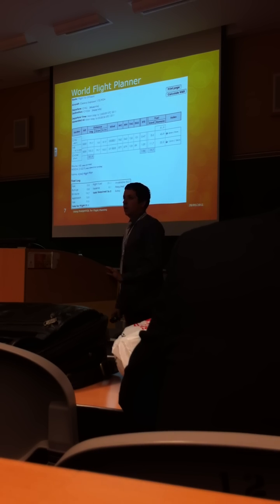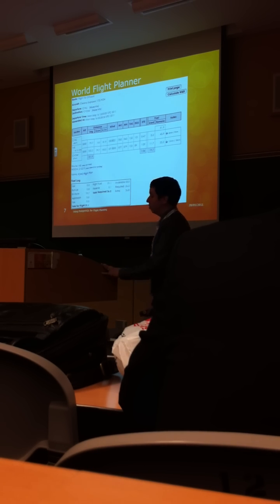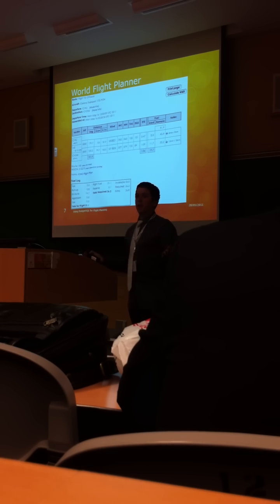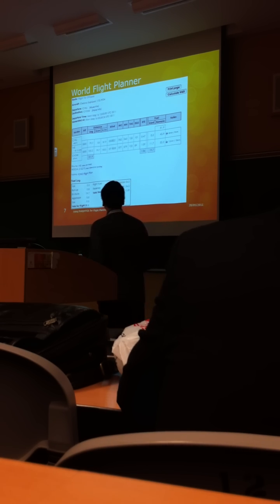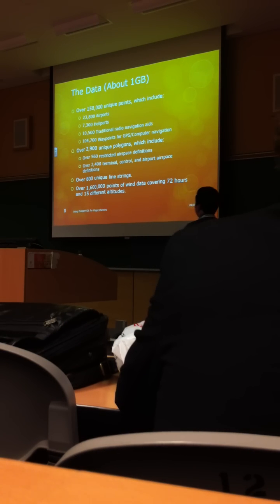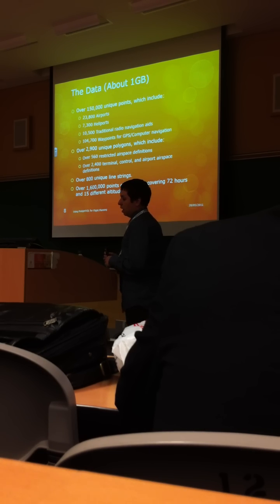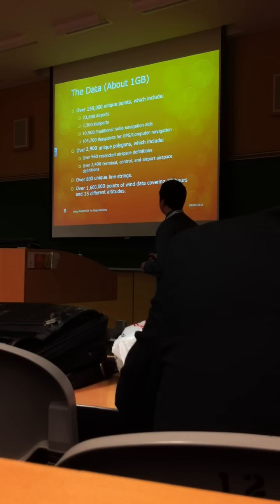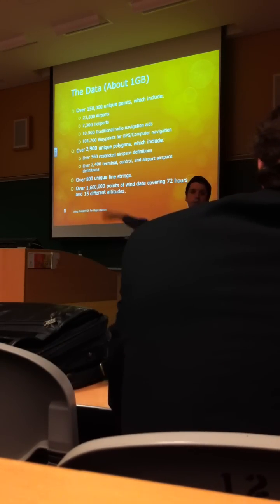So we can do a simple select saying, hey, is my route going to, at 500 feet, fly into any terrain? I'm going to fly into that type of thing. So the data that we have so far is about 1 gig. We have over 150,000 points, 2,900 unique polygons, 800 unique line strings, and over 1.6 million points of weather data, which covers 15 different altitudes over the course of the next 3 days.